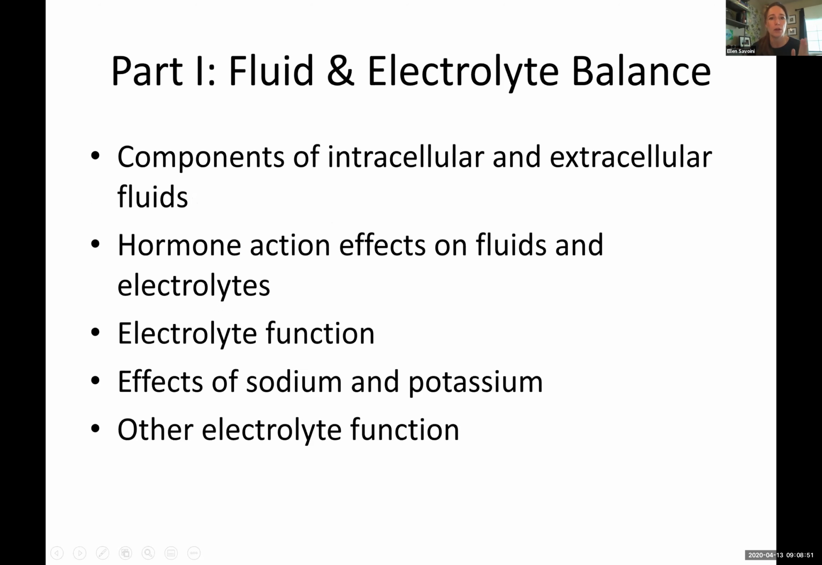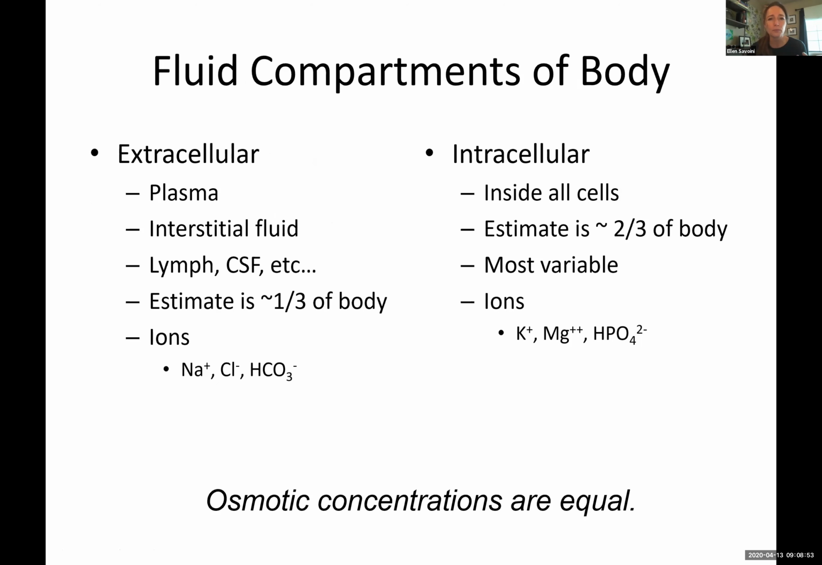So here we go. Part one, the fluid compartments of the body. You're either in the cell or you're not. How about that? Inside cells or outside cells? That's pretty straightforward. The inside of cells is actually 2/3 of our body, and it can be the most variable. So we have all kinds of ions. You don't have to memorize these ions at this point, but just know the intracellular fluid compartment is the majority.